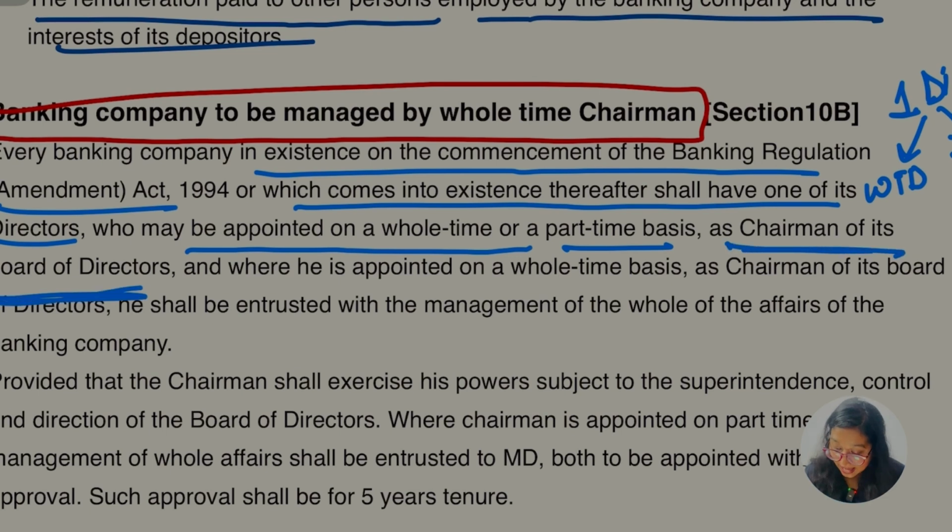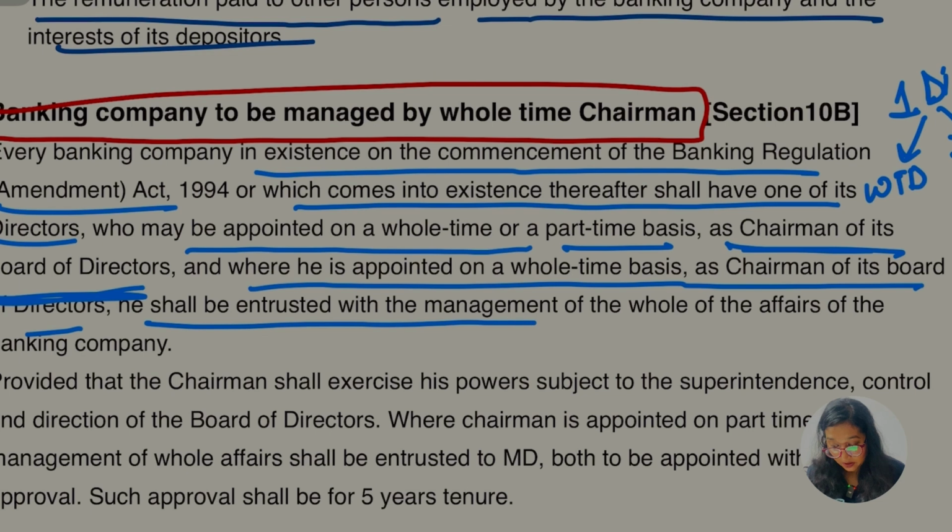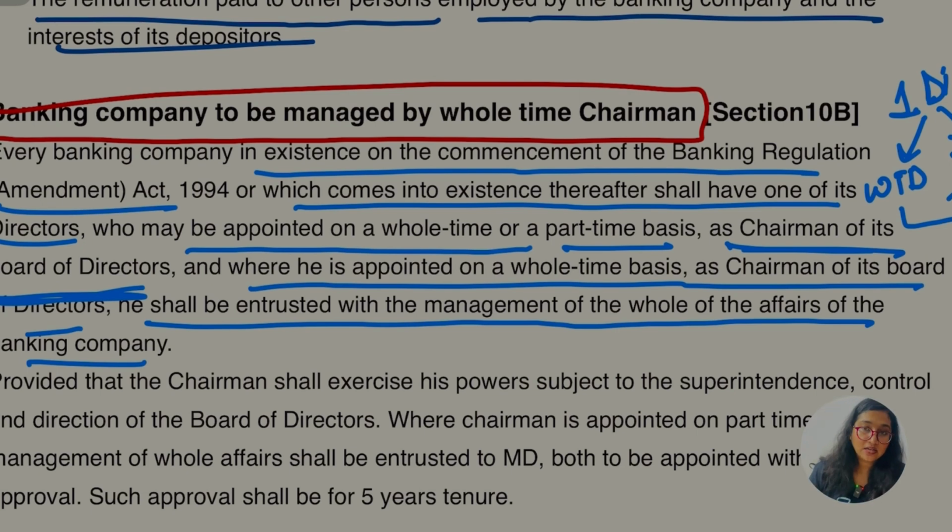As chairman of its board of directors, so yes, they could be appointed as chairman of its board of directors. Is that clear? And where he is appointed as a full-time director as chairman of its board of directors, he shall be entrusted with the management of the whole of the affairs of the banking company. Whether the director is a full-time director or part-time director, they could be appointed as chairman of the banking company.